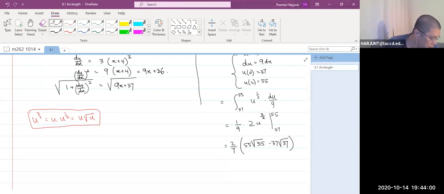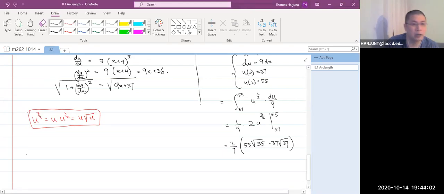Furthermore, how about number 10? Number 10, we have x as a function of y. x is y to the 4th over 8 plus 1 over 4y squared. The y is between 1 and 2. So find the arc length.